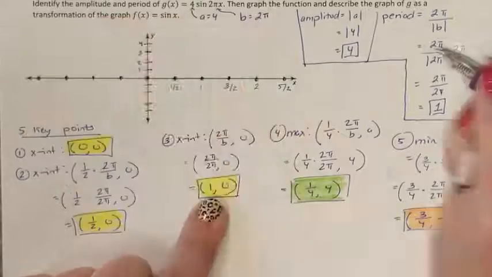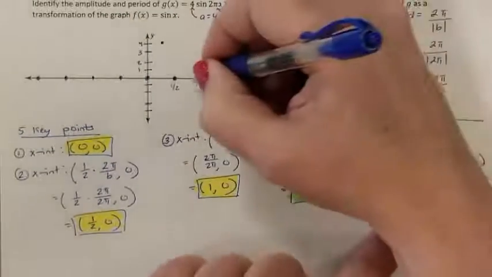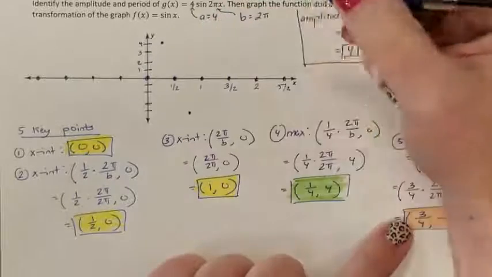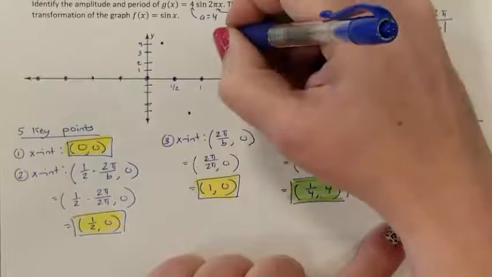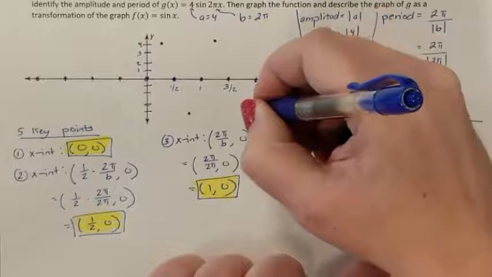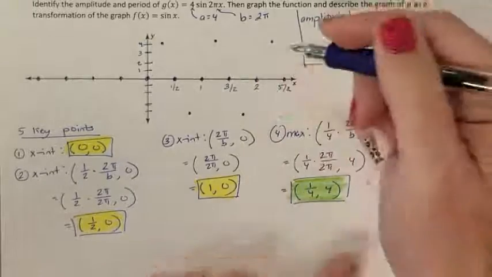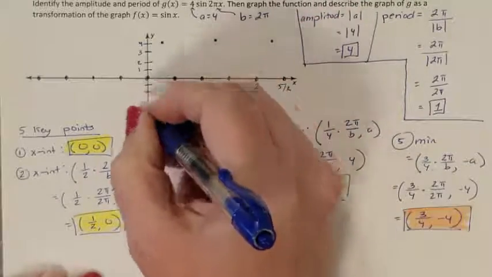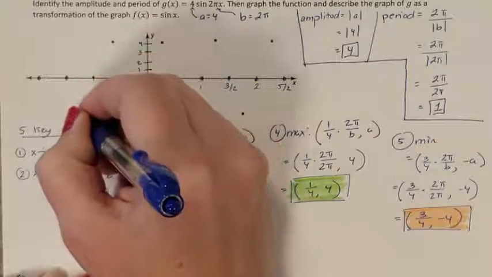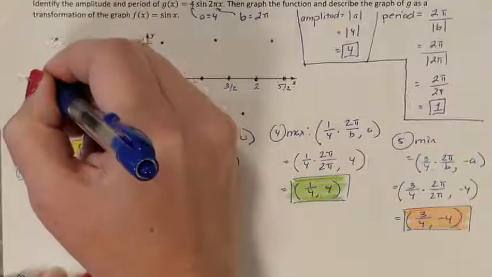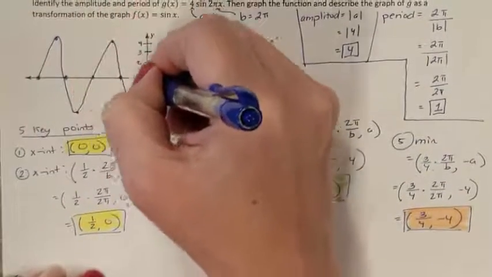I have a max at 1/4, 4, and a min at 3/4, -4. So I go 0, 4, 0, -4, 0, 4, 0, -4, 0, 4, 0. Well, you're done going that way. Backwards. I see 4, 0, -4, 0, 4, 0, -4, 0, 4, and I ran out of space. So this is my sine graph.